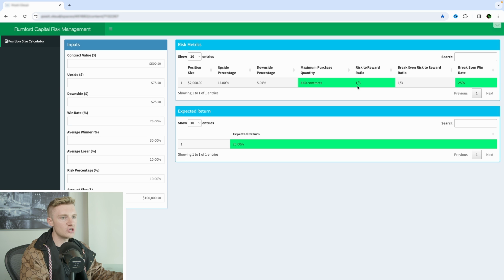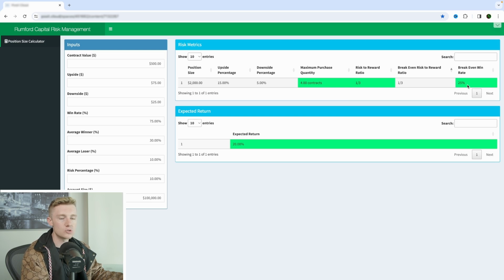Now our risk to reward ratio behind this trade is going to be 1-to-3, so a $25 downside and a $75 upside, hence 1-to-3. Our break-even risk to reward ratio, based off of our average winner and average loser, is also going to be 1-to-3. So we have a green return on risk to reward ratio because it is at or above our break-even. When it comes to our break-even win rate, we'd like to see this in the green as well. So to take this trade, what this is telling us is that we need at minimum a 25% win rate to take this trade with this amount of risk factored in.